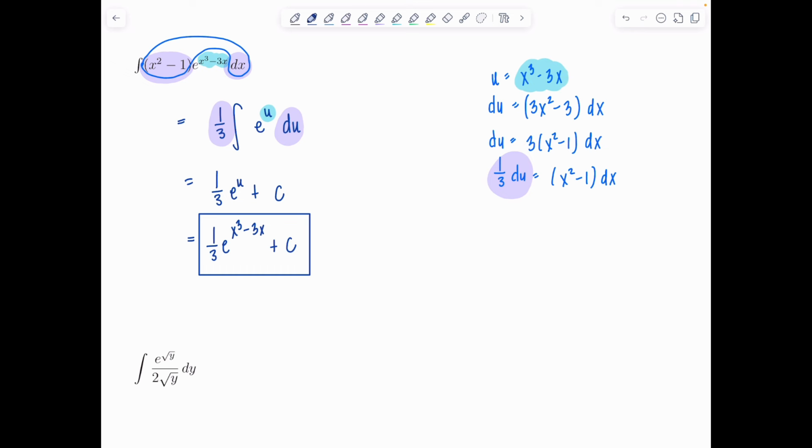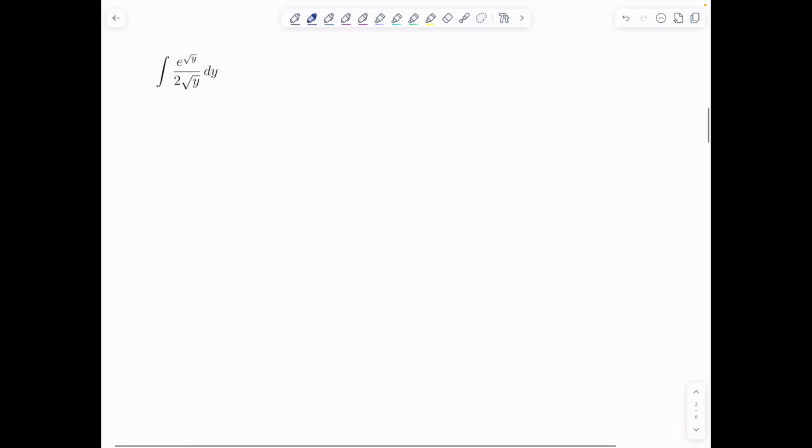Okay, so a lot of the times if you have e raised to some function, let just the exponent part be u. See if you can do this one on your own, using the hint I just gave. It's very similar to the one we just did. Did you try it on your own? I'm going to let u be just the exponent. Let u be square root of y, which is y to the 1/2.